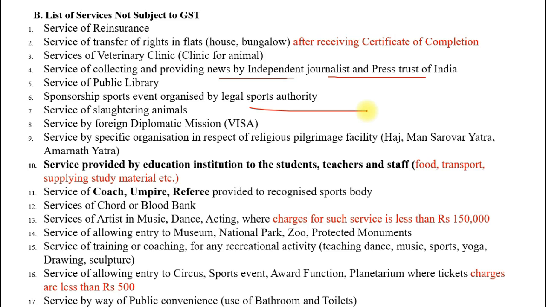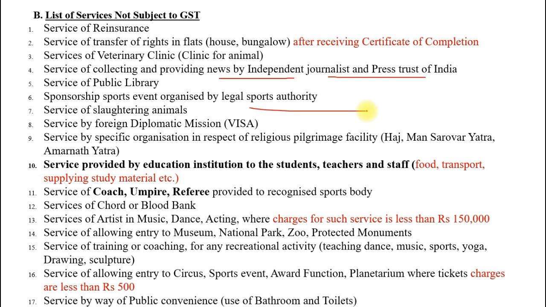Artists in music, dance, acting, where charges of such services are less than 1,50,000 rupees. If it is less than 1,50,000, no GST. Above 1,50,000, yes, GST will be there. Service of allowing entry to museum, national park, zoo, protected monuments is exempted. Service of training or coaching for any recreational activity, teaching, dancing, sports, yoga, drawing, sculpture, all that is exempted.